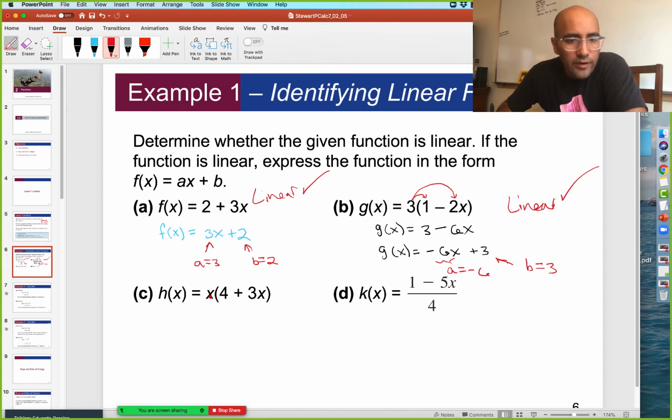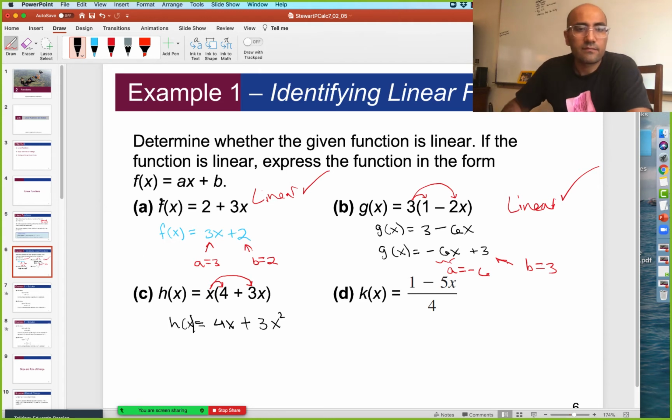Okay, moving on over here. Now we're going to have to simplify this. So distribute there, and then we'll end up with h of x equals 4x plus 3x squared. As soon as we see a squared there, not linear.